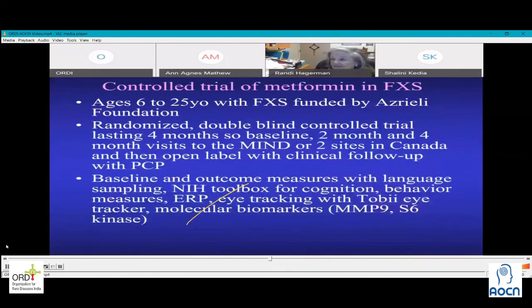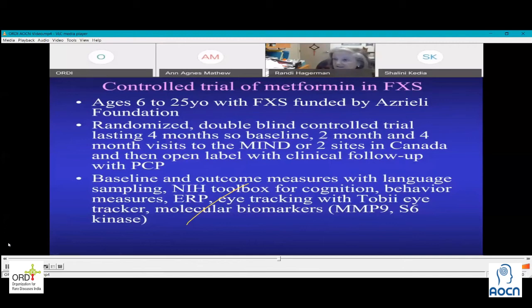We are now carrying out a controlled trial of metformin in Fragile X syndrome. This is the study that was funded by the Israeli Foundation and a Canadian foundation. So this is occurring at 2 sites in Canada and at the MIND Institute. This is for individuals ages 6 to 25 with Fragile X syndrome. And we have a variety of outcome measures. We hope to finish this trial by the end of this year. We'll be enrolling patients through June and probably in July. This is a 4-month controlled trial. And at the end of this controlled trial, individuals can go on metformin for sure.